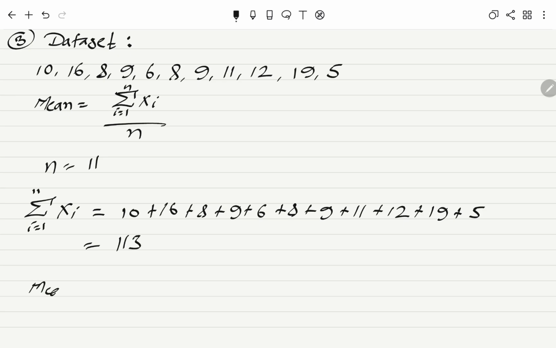So the mean for this data set is just going to be 113 divided by 11. And we're going to round it to 2 decimal places. So that's going to be 10.27.